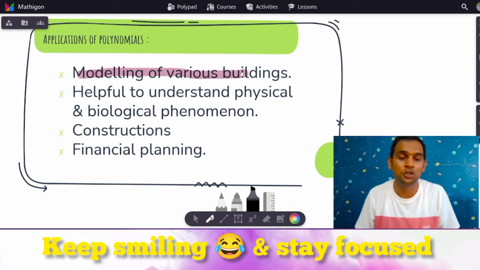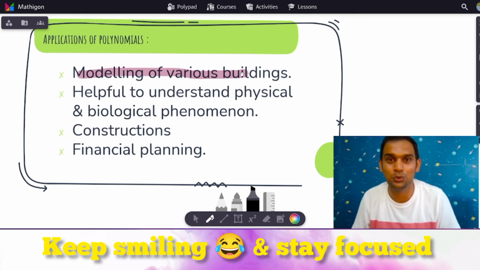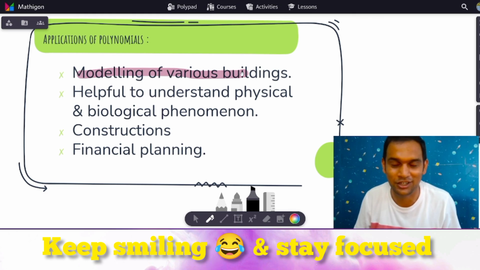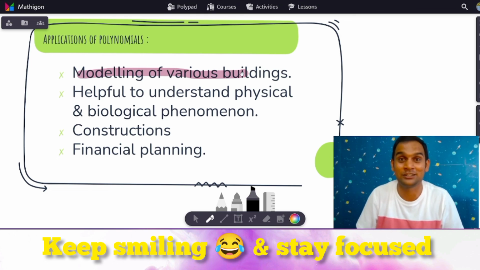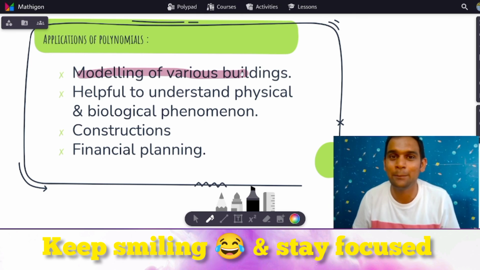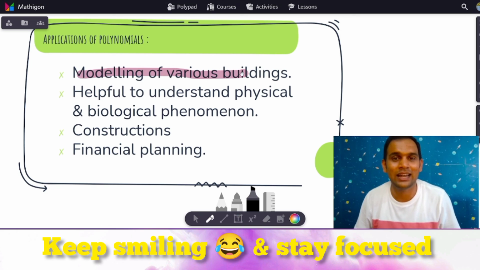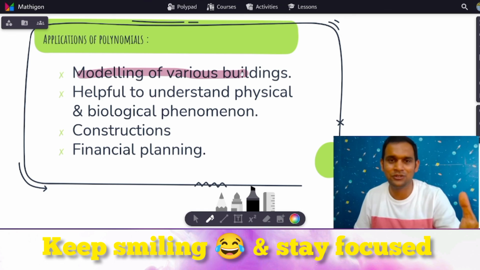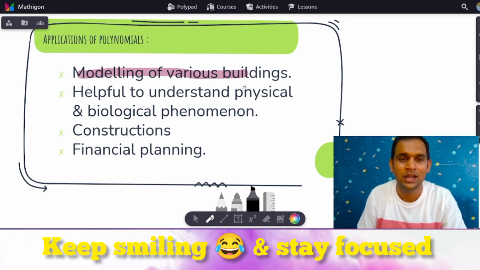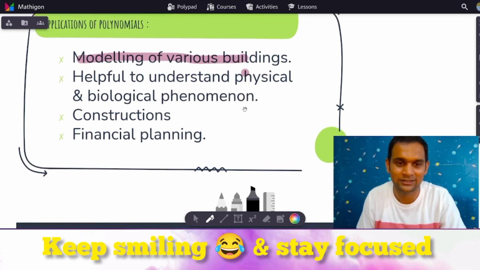Also it is very useful in financial planning. If you become a financial expert, obviously you'll be using polynomials. Now I will not just say that these are the applications. We will do many problems where you will understand how exactly we use these kinds of polynomials. That will be done throughout after we have completed all the topics in the chapter. I hope that makes a lot of sense.